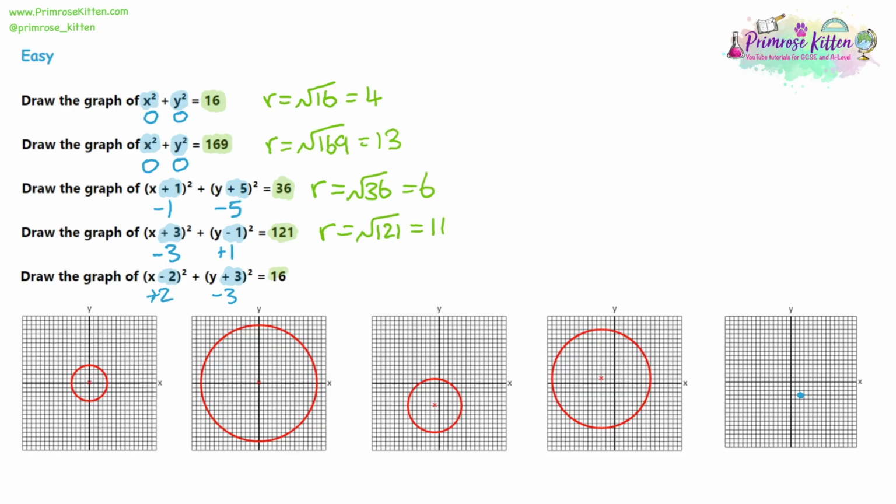Then looking at how big the circle is, we'll look at the number at the end. It's a 16. So the radius is going to be the square root of that 16, which is 4. Now, why is it always a square root? Well, this is something you have to remember about a circle formula, that the radius is always a square root of that number. Now, we've had a radius of 4 before. We did it for the first question.